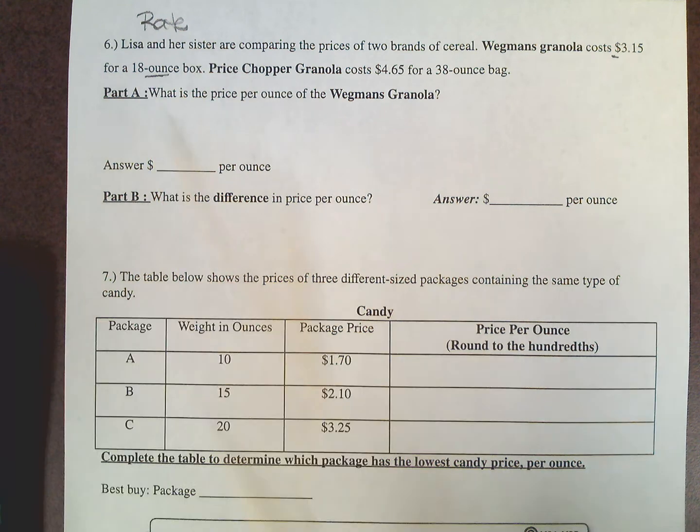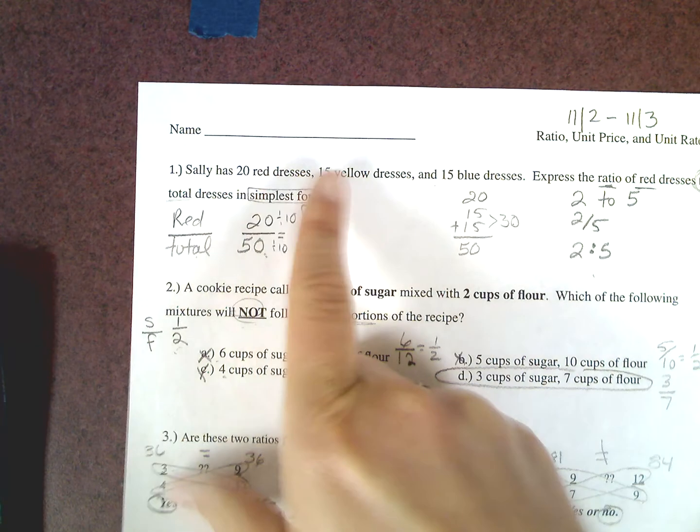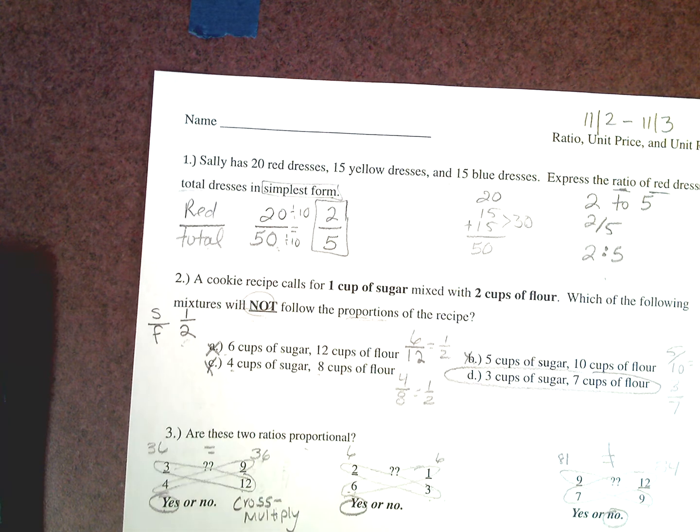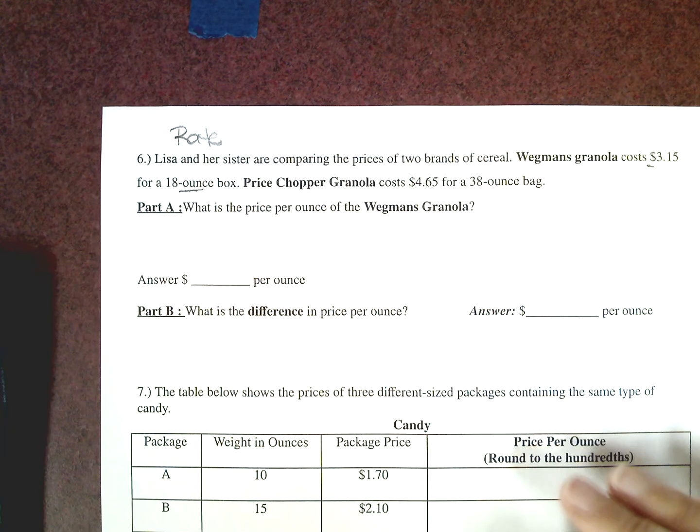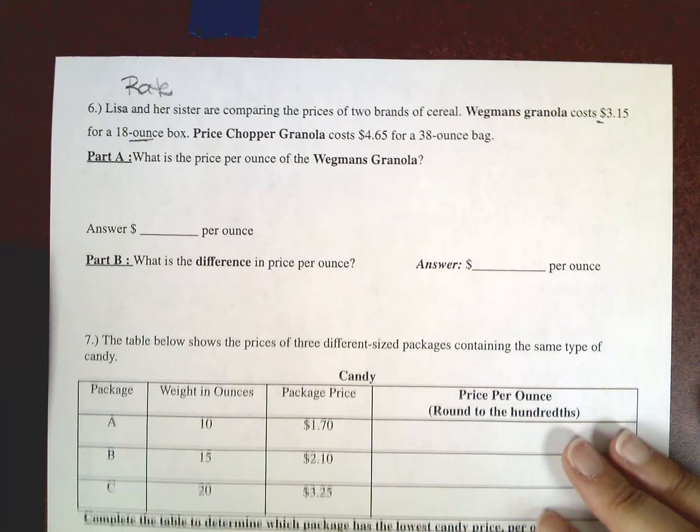Whereas before, on the front, we were talking about a red dress to a total dress. We're still talking about dresses. Okay. So it says Lisa and her sister are comparing the prices of 2 brands of cereal.